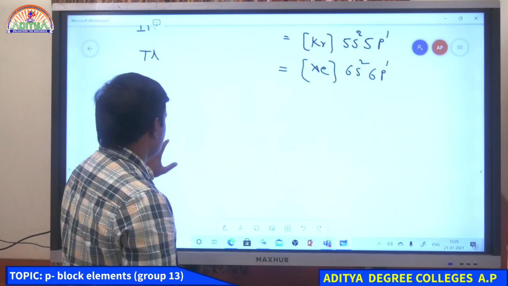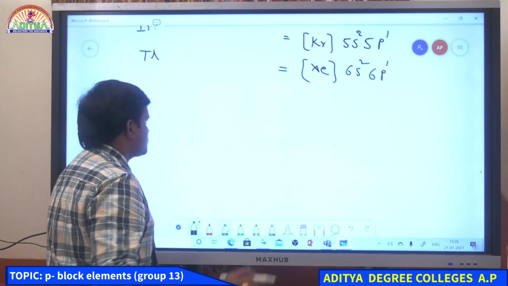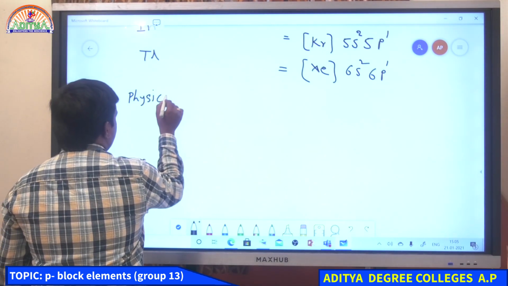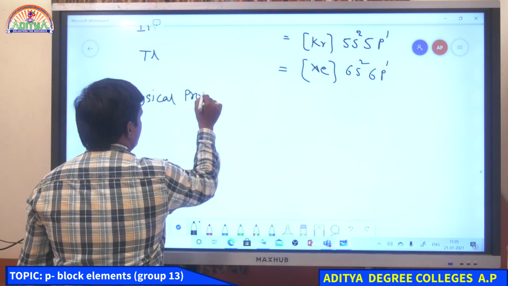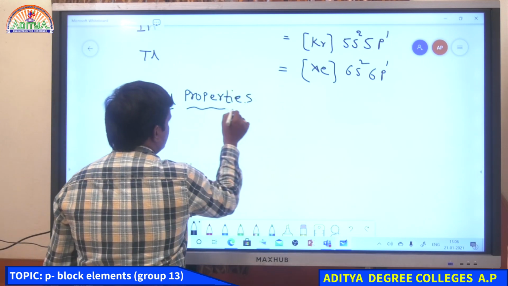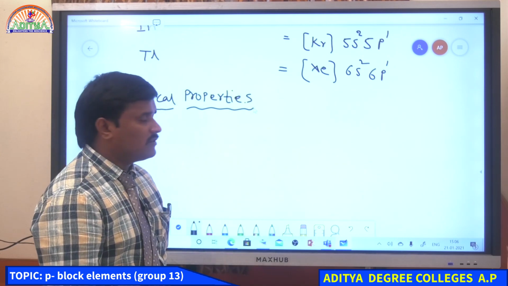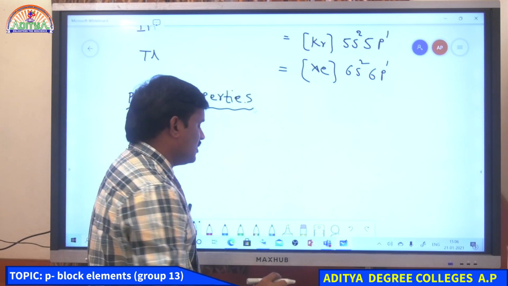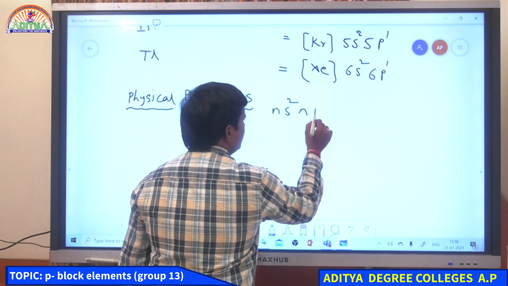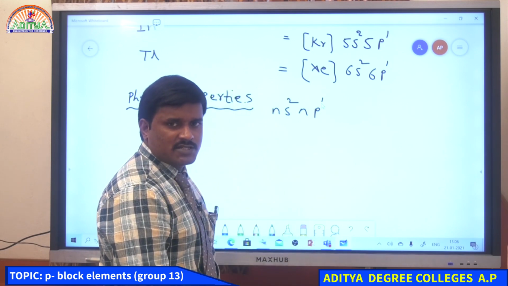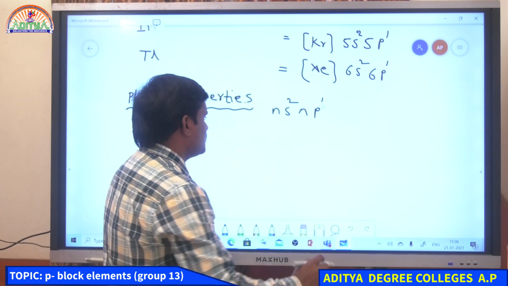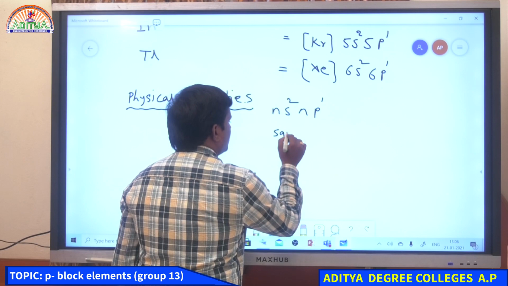Next one is the physical properties of elements. So what are the physical properties of 13th group elements, or the boron family? All these elements have the general electronic configuration ns2 np1. So all have the same configuration. Therefore the physical properties of all these elements are nearly equal.